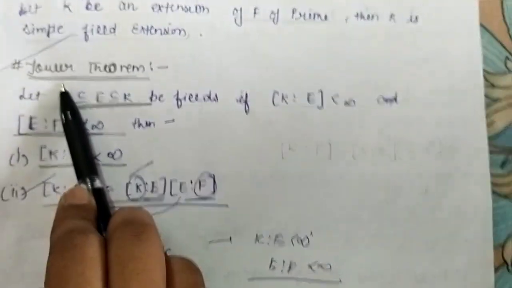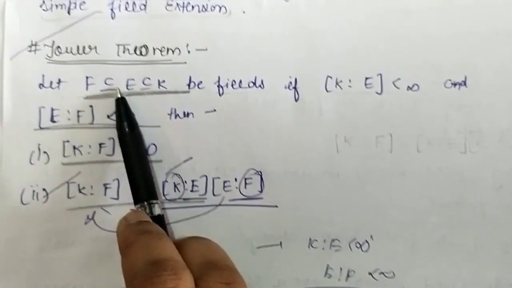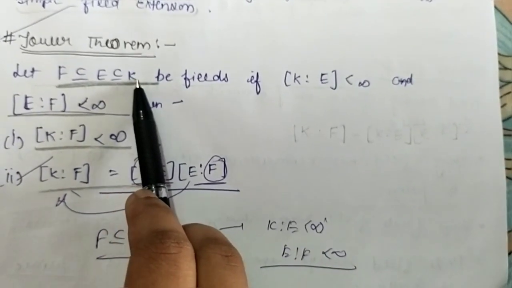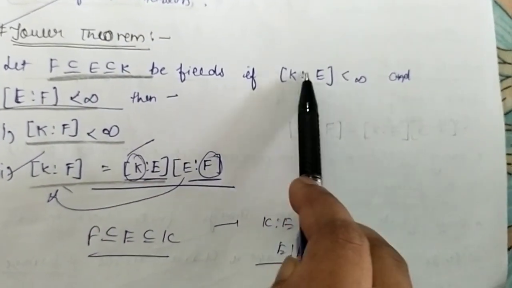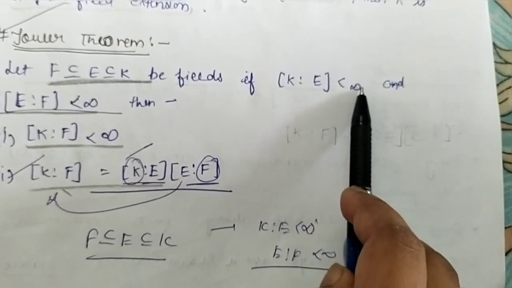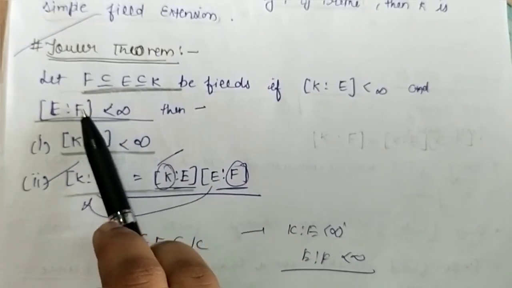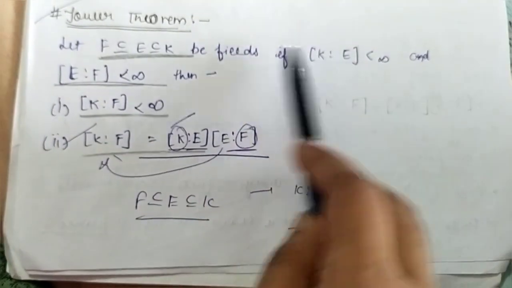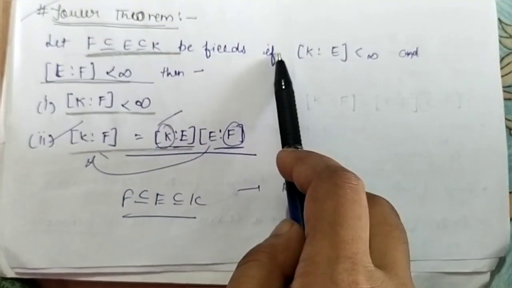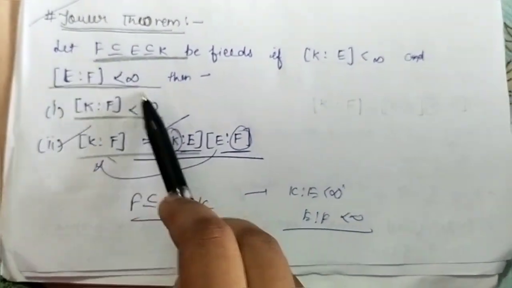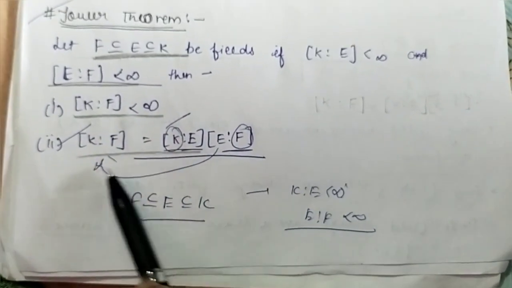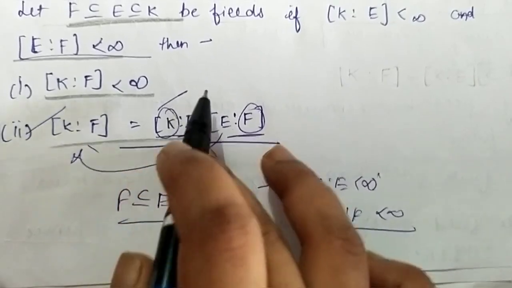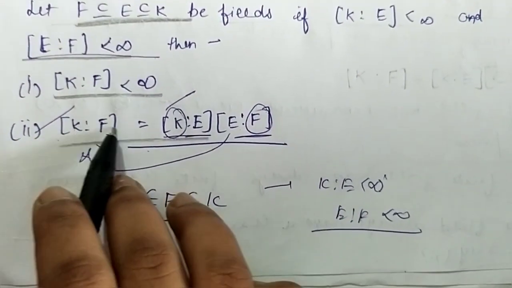Tower theorem, it's a very important theorem. Let F be a subset of or equal to E, be a subset of or equal to K, be fields. If [K:E] is less than infinity and [E:F] is less than infinity, then [K:F] is less than infinity, or we can say [K:E][E:F] is equal to [K:F]. Okay, means [K:E] and [E:F] if taken together is equal to [K:F].